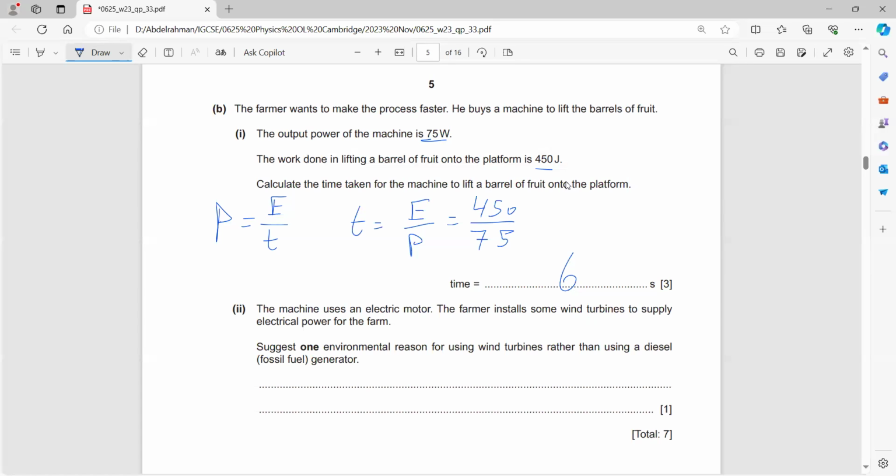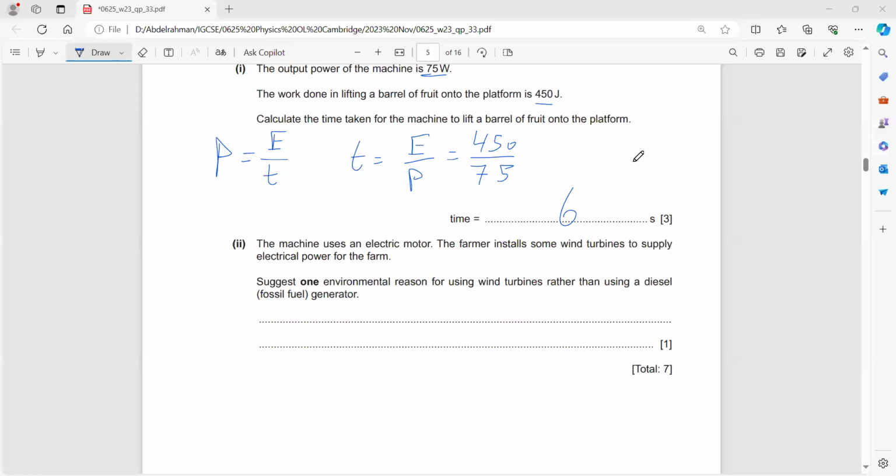Okay. Moving on to the next question. The machine uses an electric motor. Suggest one environmental reason for using wind turbines rather than using a diesel fossil fuel generator. Why is it better to use a wind turbine rather than using a fossil fuel generator?